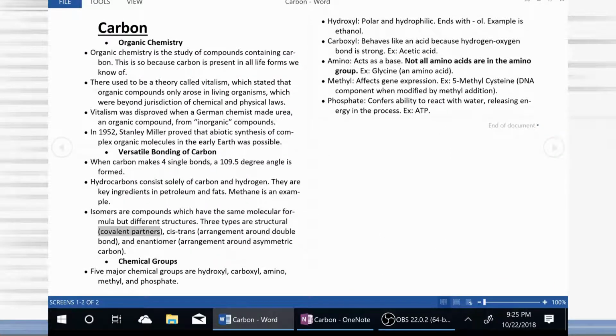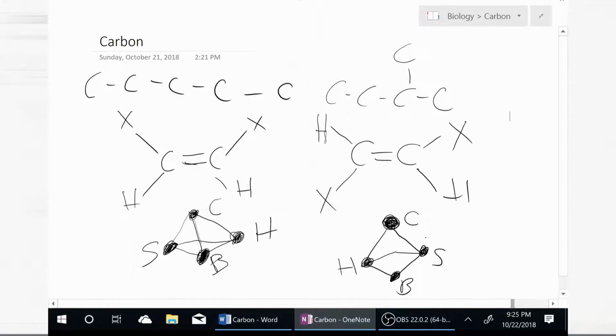So then we have our cis-trans isomer. Those differ in their arrangement around double bonds. So right here, this hypothetical molecule where X represents a hypothetical element, as you can see, two carbons bonded, and so you have two X's on the same side.